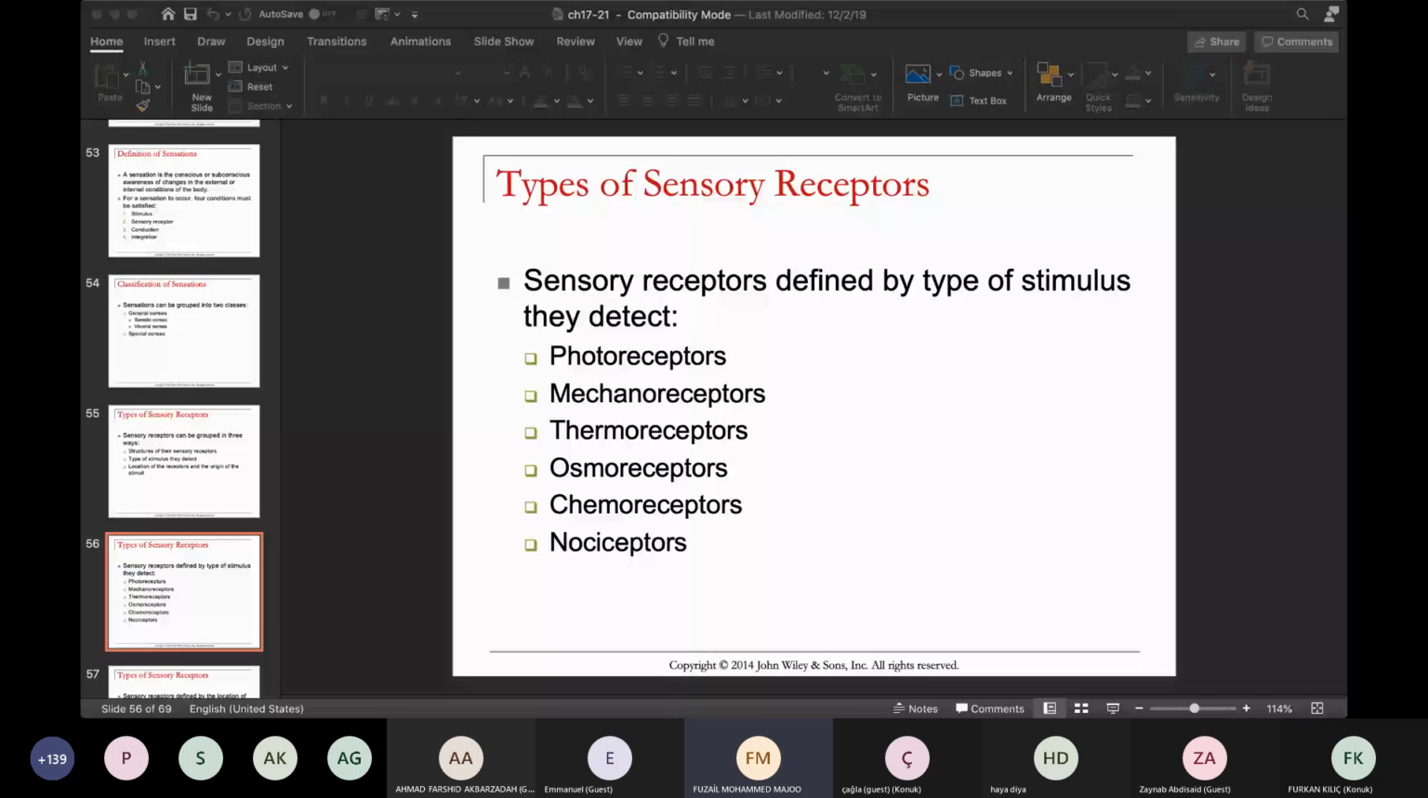Nuran. Nuran is here? Perfect. Nuran, for osmoreceptors, what do you think they do? The osmosis, the water. Yeah, body fluid production. Very good. Excellent. Osmoreceptors are checking for body fluids. Very good, Nuran.